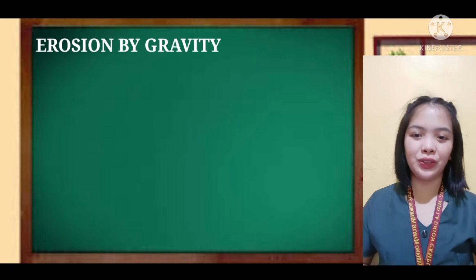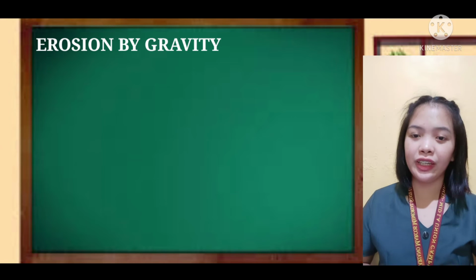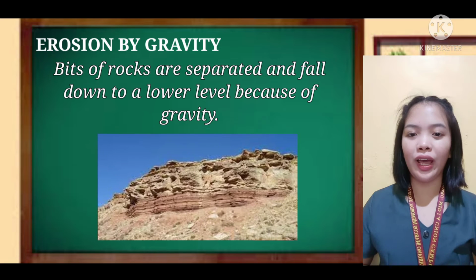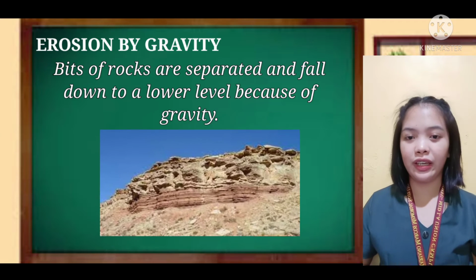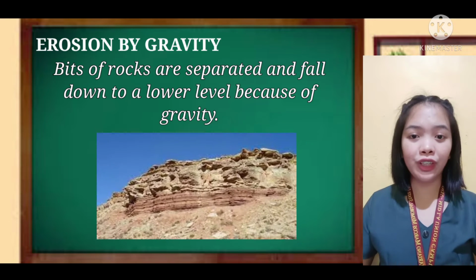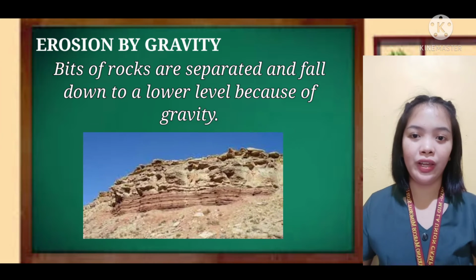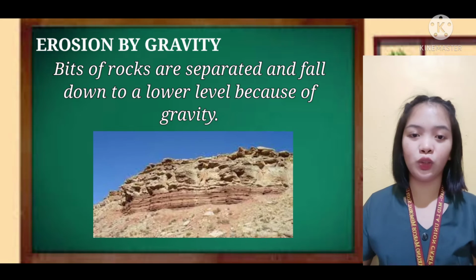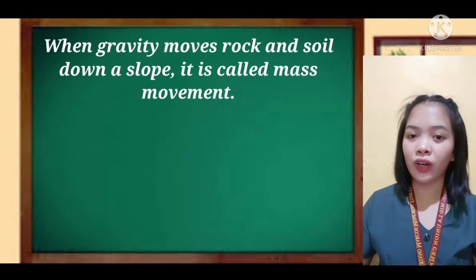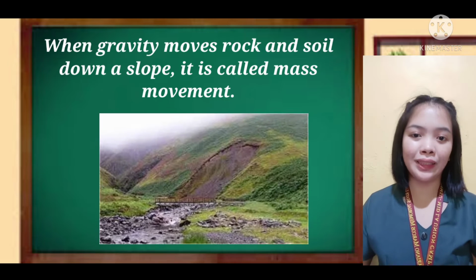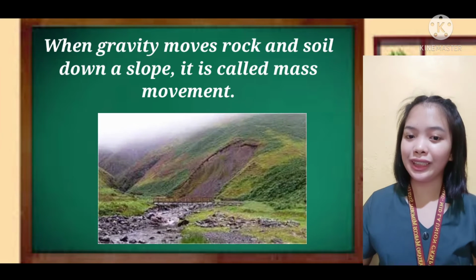So let's proceed to the erosion by gravity. Bits of rocks are separated and fall down to a lower level because of gravity. As you know, everything on the Earth's surface is being pulled toward its center. Hence, their tendency is to fall down. When gravity moves rock and soil down a slope, it is called mass movement. Do you understand, class?